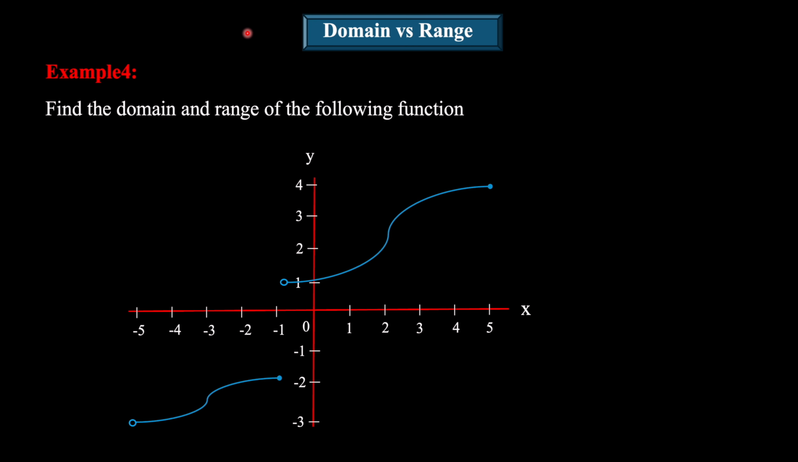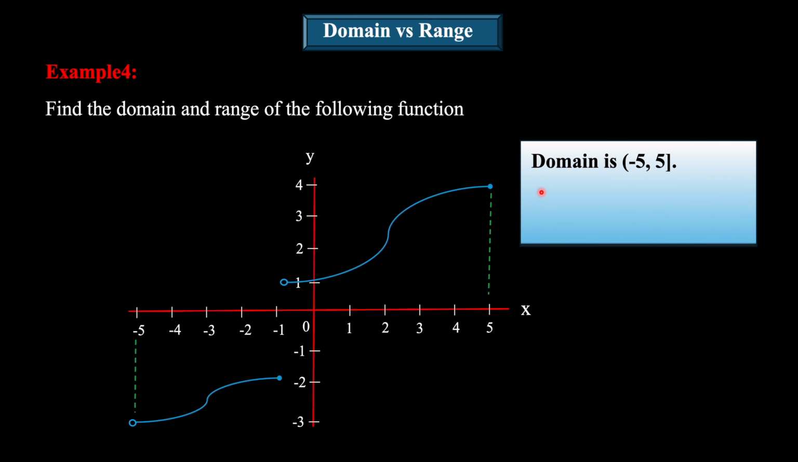Let's see this fourth example. Find the domain and the range. In this example, we see that we have a gap between this curve and this curve. So we do the same here. We check the leftmost point on the x-axis, which is minus 5, and the rightmost point is 5. So our domain is from minus 5 excluded until 5 included.